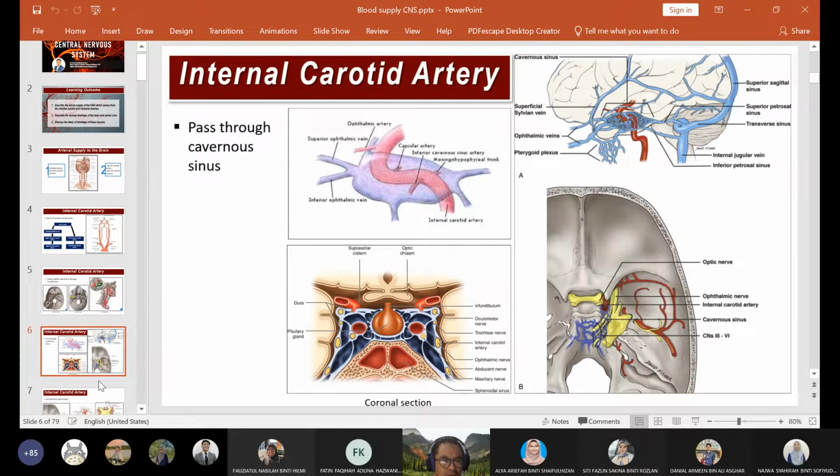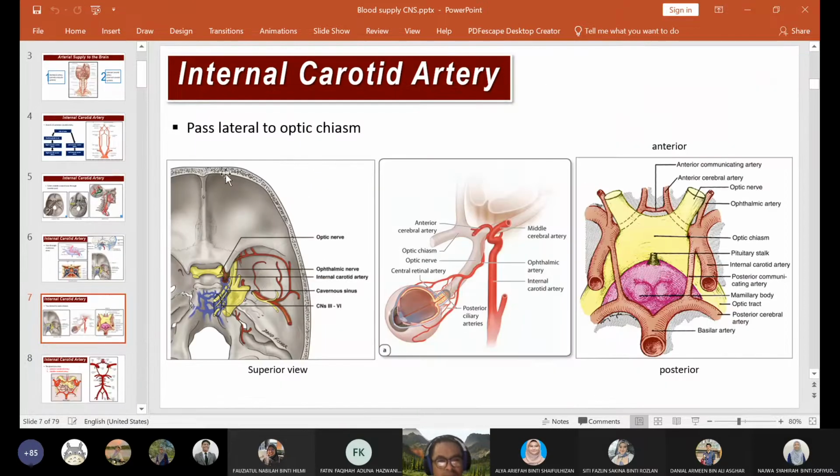Then what happened? It passes lateral to the optic chiasm. Actually you've seen that before as well. So here is the optic chiasm. Remember, I was telling you it's like an X. The optic nerve is here, sorry. Optic nerve ke depan. So here your eyes are here, right? Eyes are here. So they cross macam tu.